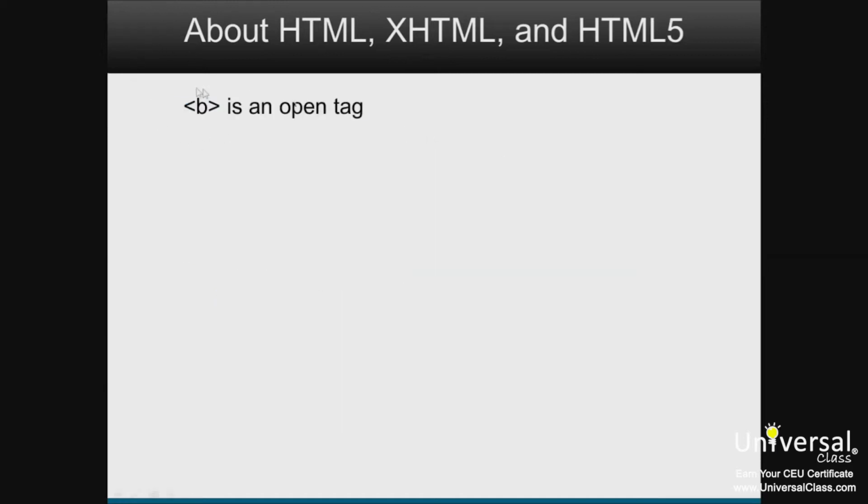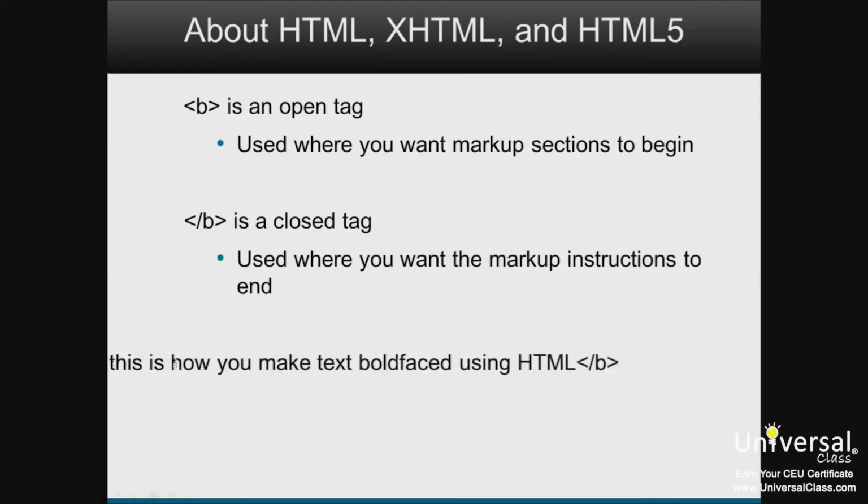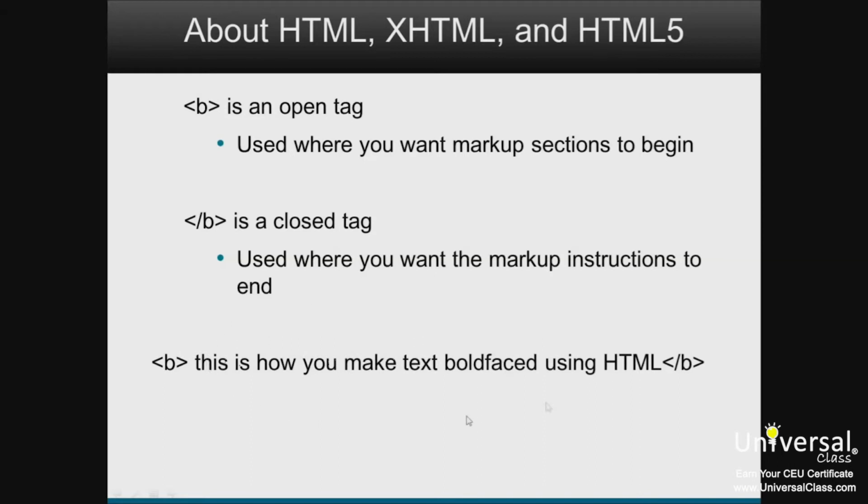So this is an example of an open tag. You use an open tag where you want the markup instructions to begin. You use a closed tag where you want the markup instructions to end. So you can see that this slash has been added here, and that indicates that the tag is a closed tag. So this, for example, this B with the slash, would be telling the web browser to stop using boldface print. So, for example, this is the way you would write the HTML to make this print bold-faced.